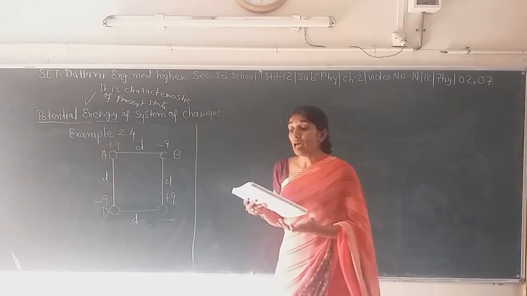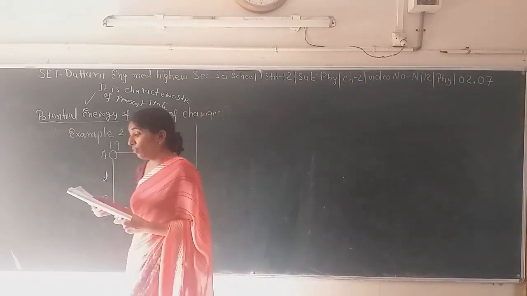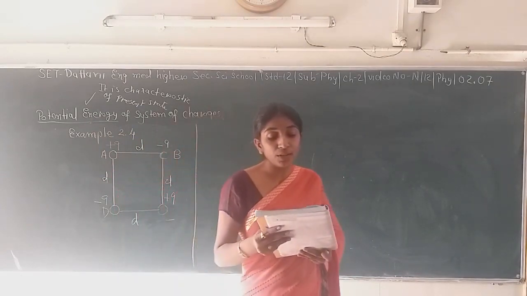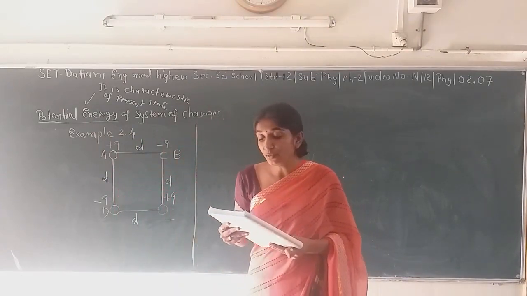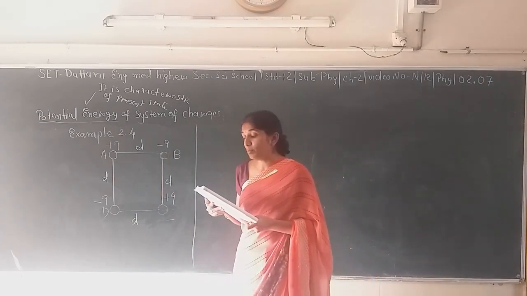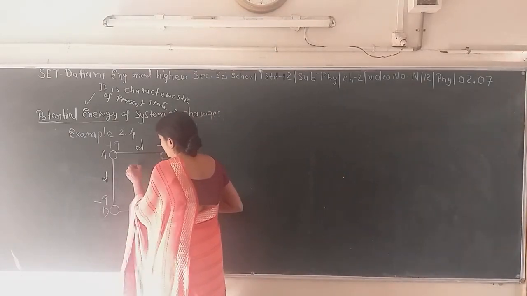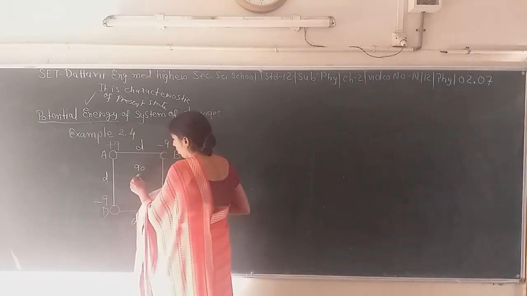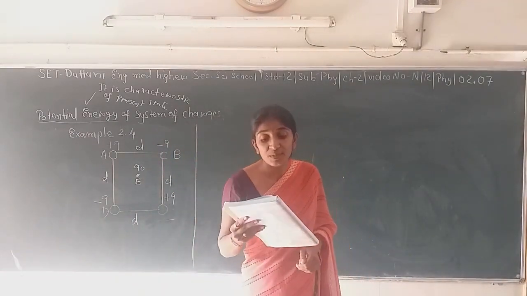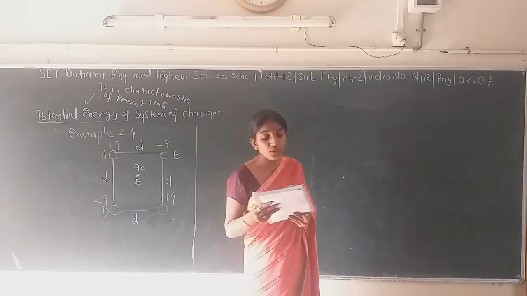Example number 2.4. 4 charges are arranged at the corners of square ABCD of side d as shown in figure 2.15. A. Find the work done required to put together this arrangement. B. Charge Q0 is brought to the center of the square, with the 4 charges being held fixed at its corners. How much extra work is needed to do this?